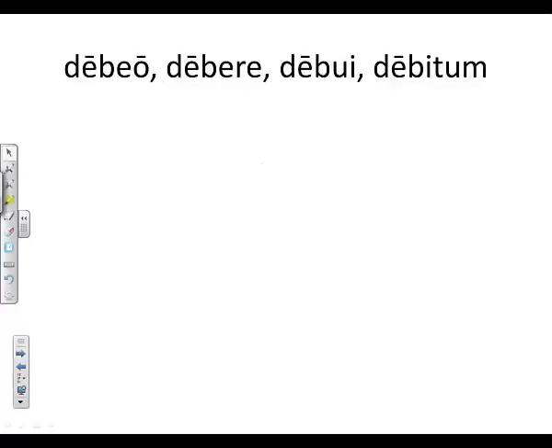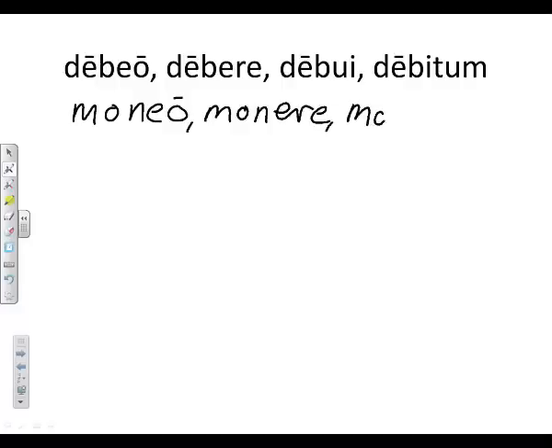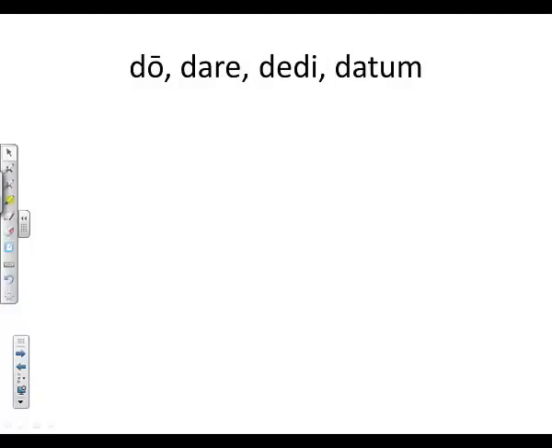Debeo, debere, debui, debitum. And you see this is a second conjugation verb, like monere. So you get moneo, monere, quite similar again, monui, and monitum. These are the principal parts of these verbs. They're quite similar, but again, once you know the patterns, you can figure these out, but there's no logical reason for why debui and not debeo. It's just the way things are. Next verb is do, dare, dedi, datum.